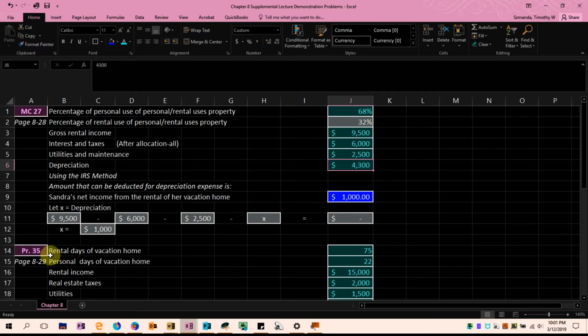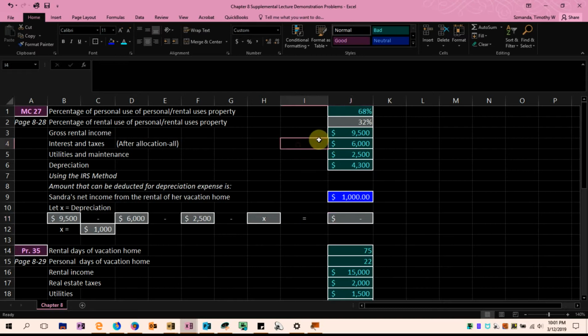I've set up a little algebraic expression here that will hopefully help us understand this. I'm letting x equal depreciation, because that's what we're trying to determine. How much of this $4,300 can we deduct? So we have $9,500 in gross rental income, and we need to take out expenses, but only to the point where we wind up with zero income. Because as we said, since it's personal rental use, we cannot create a loss.